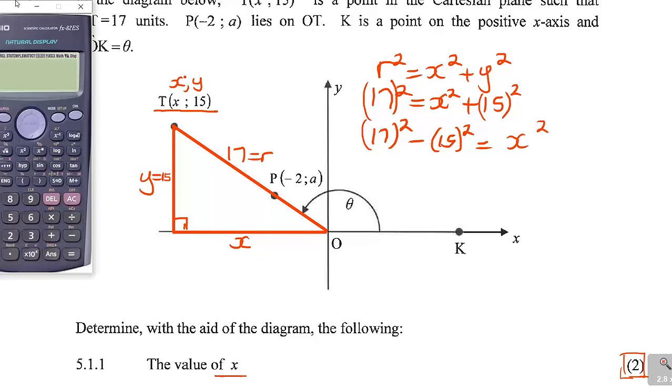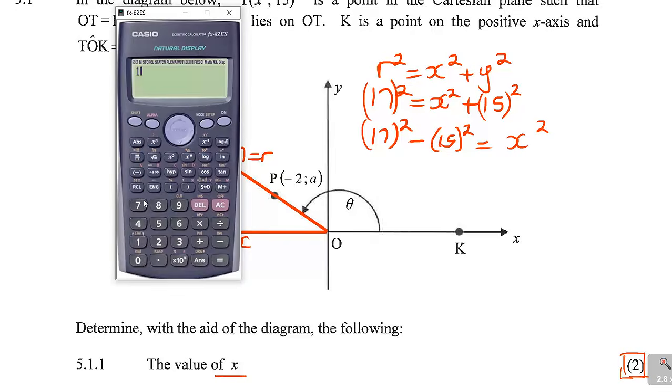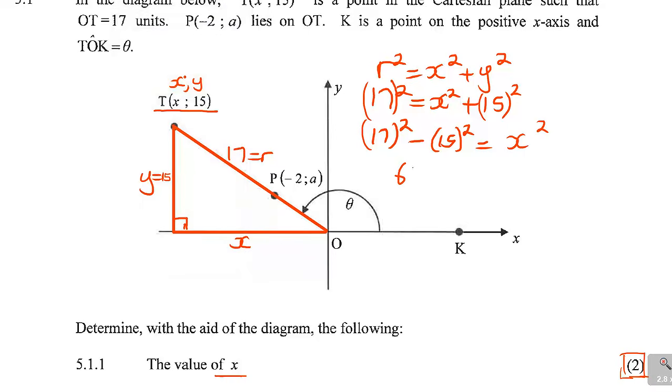If I use my calculator here, it's 17 in brackets, don't forget the brackets, guys. It's 17 squared, I need to put the bracket like that. 17 squared minus 15 squared, I get 64. So I've got 64 is equal to x squared. So how do I find x? For me to find x, I need to square root on both sides. So I have to square root and I have to square root.